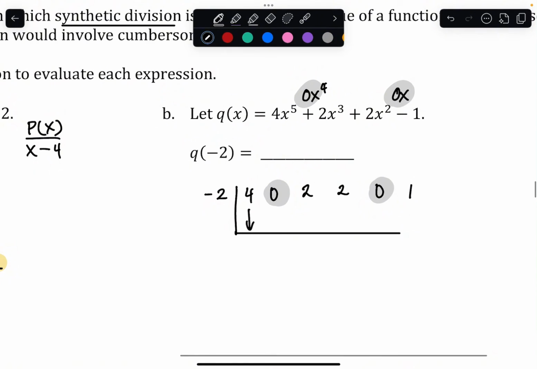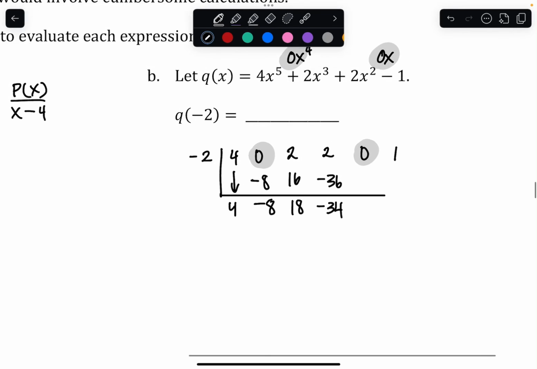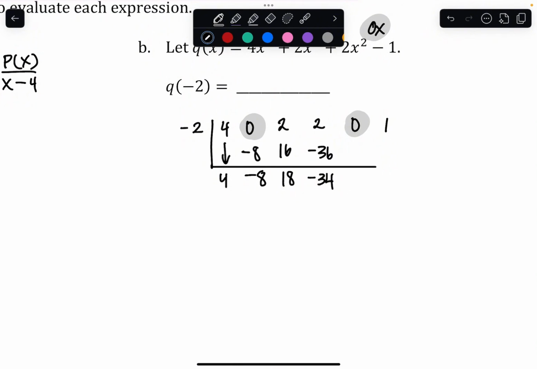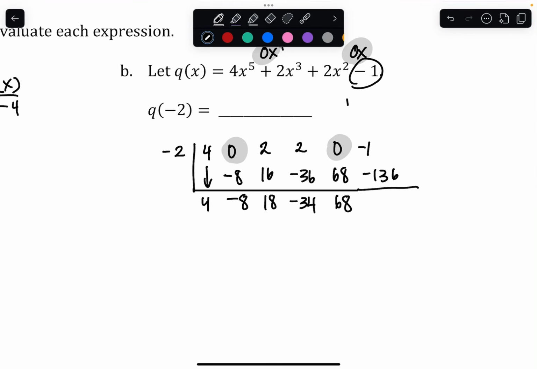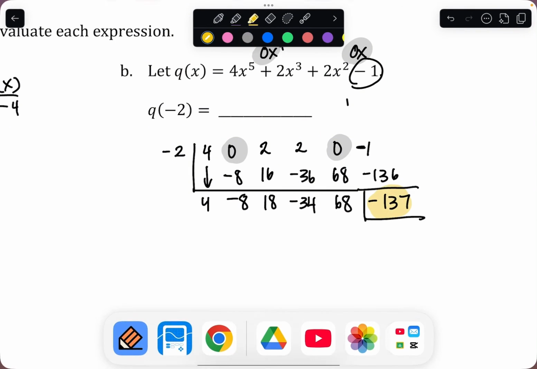Okay, bring down the 4. 4 times negative 2 is negative 8. Add, we get negative 8. Negative 8 times 2 is positive 16. Add, we get 18. 18 times negative 2 is negative 36. Add, we get negative 34. Negative 34 times negative 2 is 68. Add, 68 times negative 2 is negative 136. Add, this was a negative 1. Add, and we get negative 137.